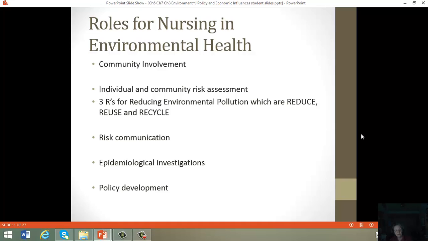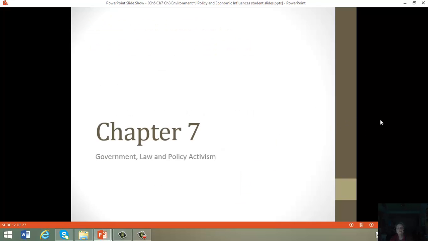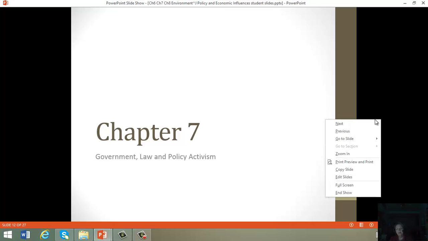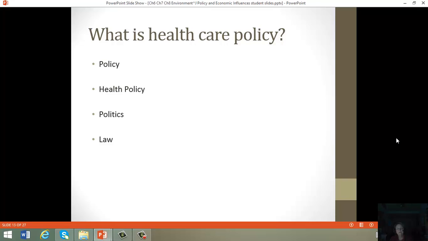Policy development is proposing, informing, and monitoring actions from agencies, communities, and organizational perspectives. Chapter 7, and we're going to get into that. Then government law and policy activism. What is healthcare policy?